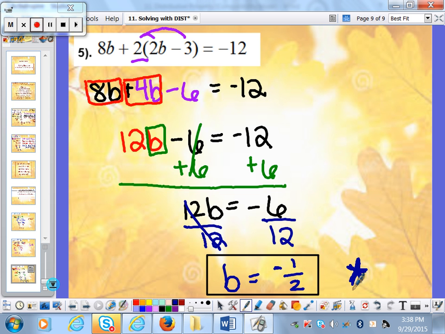So going forward, please don't be afraid if you get answers that are fractions or decimals, basically numbers that are not whole numbers. Your answer can be anything.